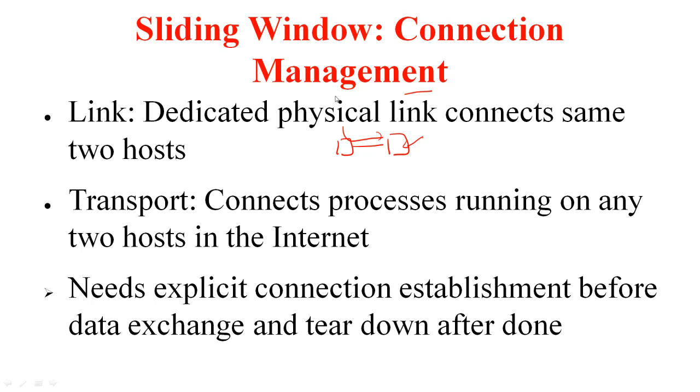On the contrary, when you do sliding window at the transport layer, you can run this TCP protocol on any processes running on any two hosts in the internet. And you have no idea whether the other host is alive, listening, and so forth. So you need explicit connection establishment before you can send data, as well as teardown after you're done. That is, you need this in case of doing sliding window at the transport layer.